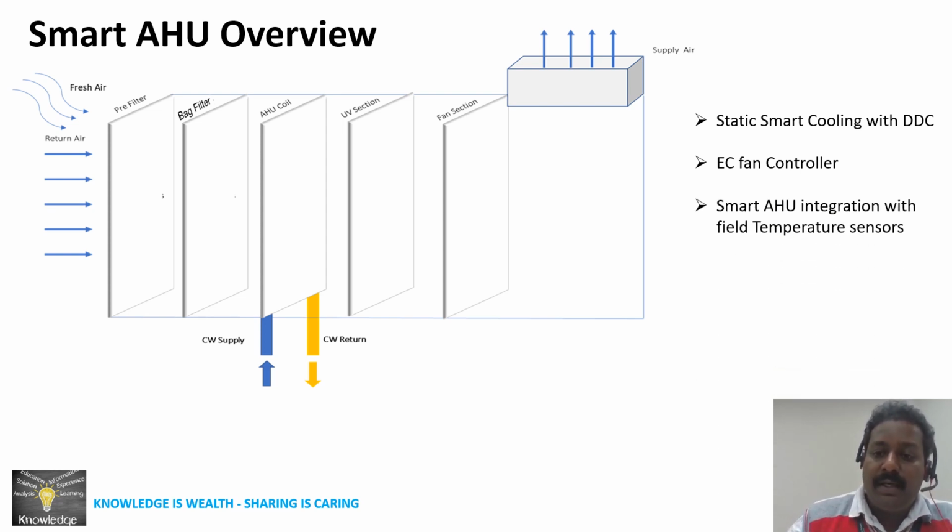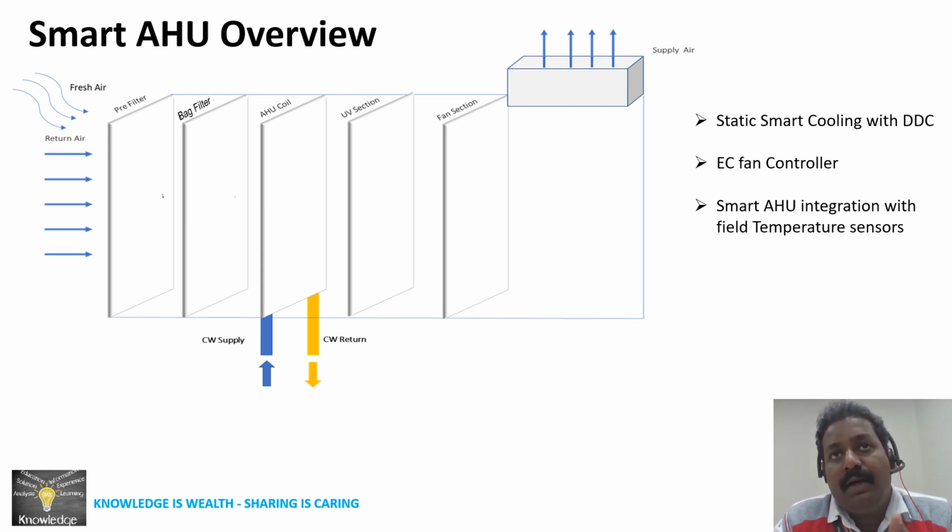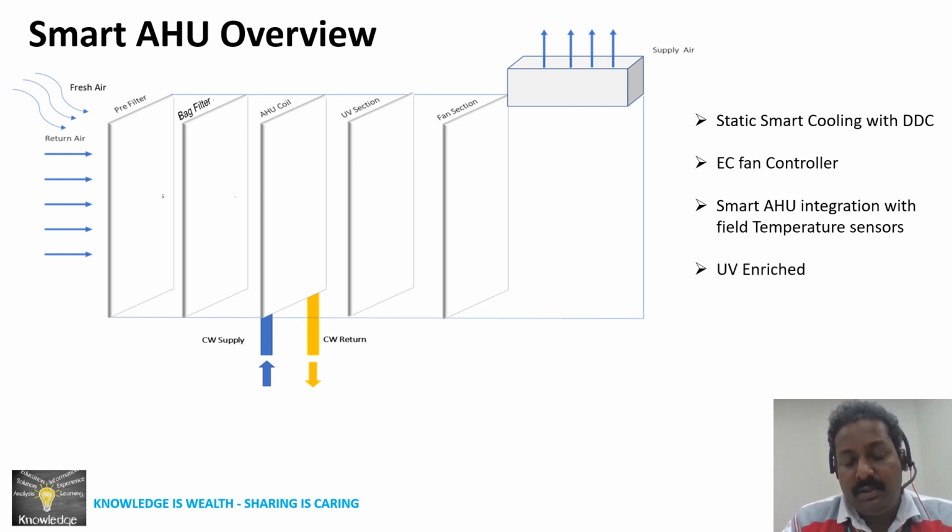Next is smart AHU integrated with field temperature sensors. The field, such as an open cell or facility cell or workstation field, will be divided into a number of zones, and individual zone temperature sensors will be installed. All the inputs from the zones are combined and communicated to the actuators and fan speed to vary. That is called smart AHU integration with field temperature sensors. Next is UV enriched. Nowadays AHUs have inbuilt UV, but UV lamps can be easily retrofitted to any AHU system to improve the air quality.